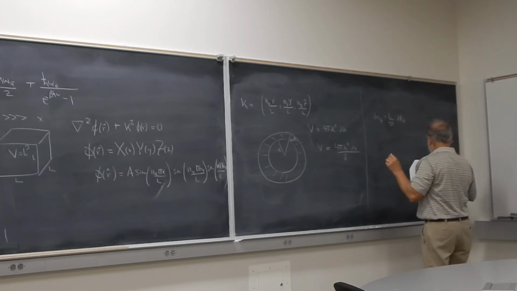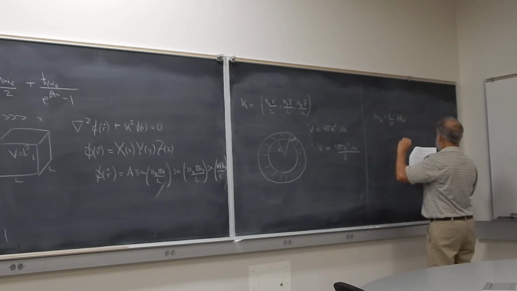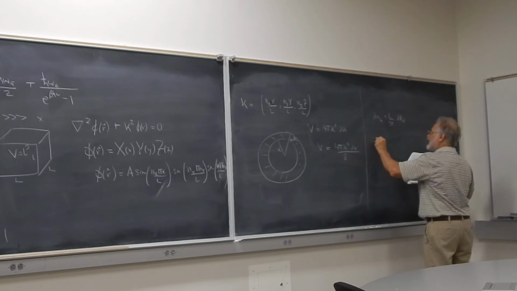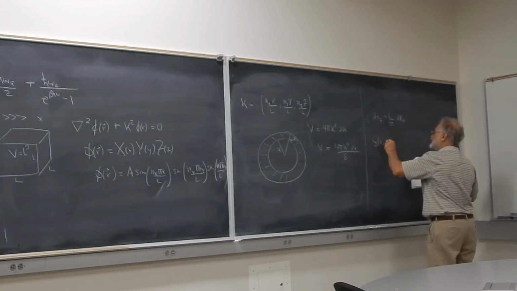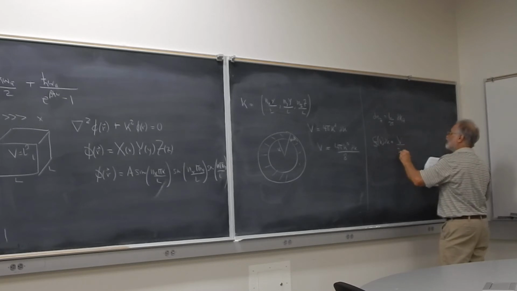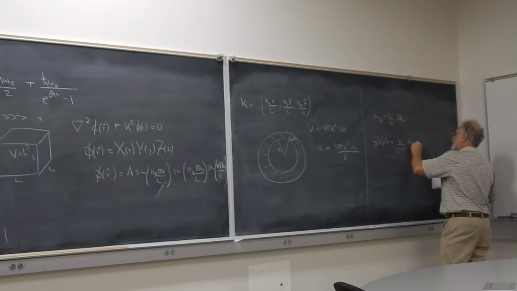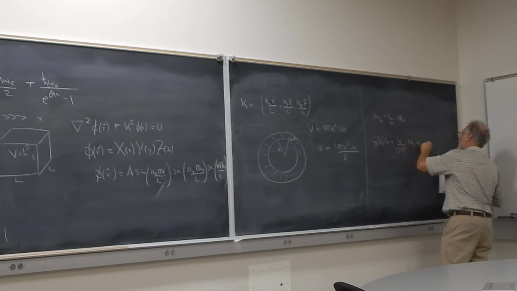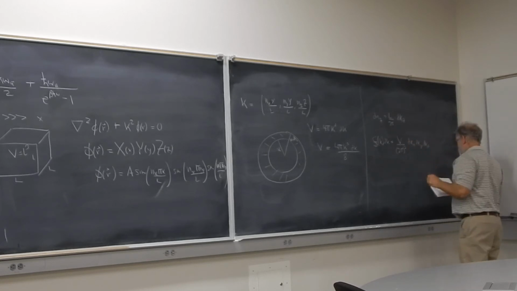So what we can say is that the number of states where kappa lies between kappa and kappa plus d kappa, I can write as f of kappa d kappa, and that's going to be equal to V over 2 pi cubed d kappa x, d kappa y, d kappa z.